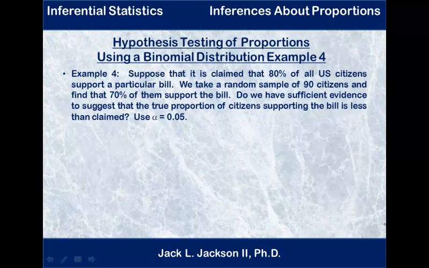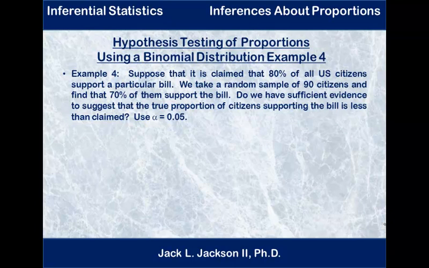So let's look at an example where we have a binomial distribution that we're going to use. Now suppose it's claimed that 80% of all U.S. citizens support a particular bill. Say Congress is considering some bill, and this one's pretty popular. About 80% of the U.S. citizens support it. At least that's what we think or they claim. And so we want to test this claim.